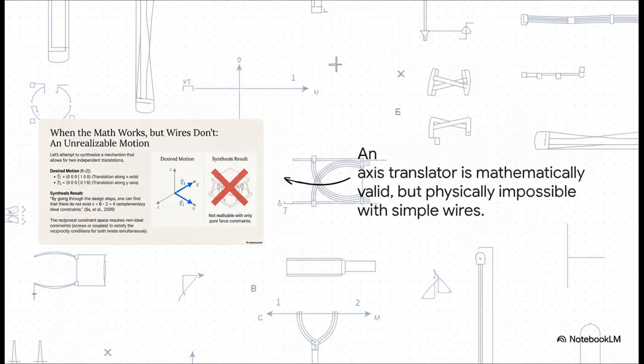For example, let's say we want a mechanism that can slide freely along the x-axis and the y-axis, but do absolutely nothing else. It's a perfectly valid motion to want. The problem is, if you run this through the synthesis algorithm, you discover that there is no possible arrangement of simple wire flexures that can create the necessary constraint pattern. So while it's mathematically valid, it's physically impossible to build, at least with the simple tools we've given ourselves.